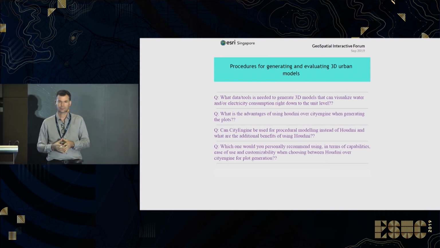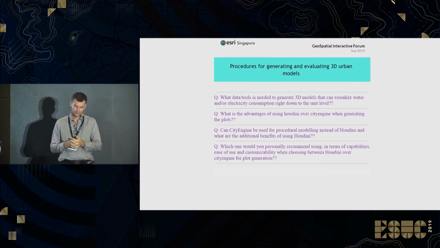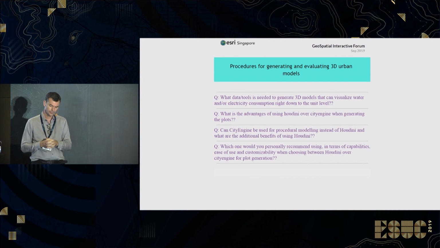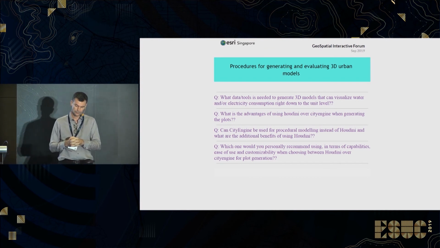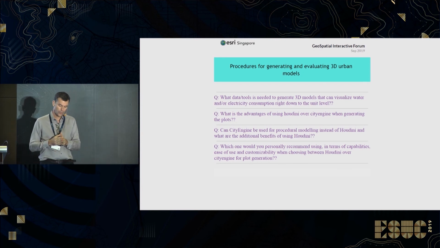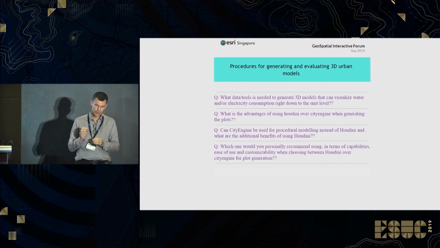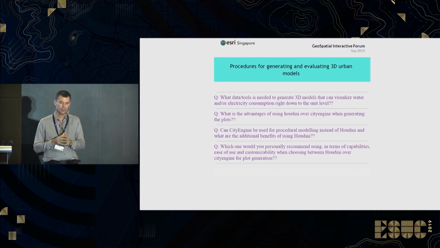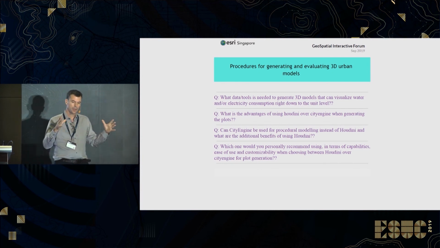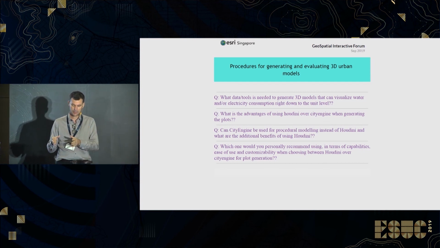Okay, thank you. I guess we have time for one last question. Which one would you personally recommend using in terms of capabilities, ease of use, and customizability when choosing between Houdini and City Engine for plot generation? For plot, I'm not sure if they are thinking about the plot generation. So we start with the streets, then that generates blocks, and the blocks we subdivide to make the plots.